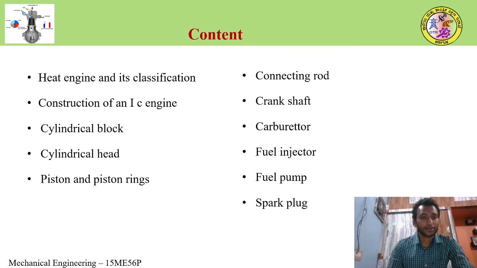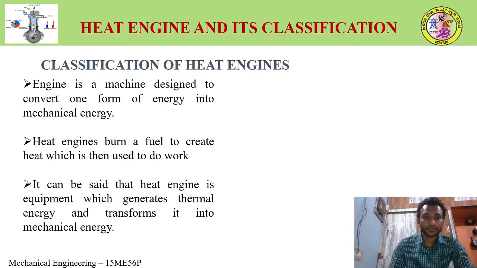These are the topics we have covered in this experiment: heat engine and its classification, construction of an IC engine, and the parts of an IC engine, that is cylinder block, cylinder head, piston rings, connecting rod, crankshaft, carburetor, fuel injector, fuel pump, and spark plug. So these are the different parts of an internal combustion engine.